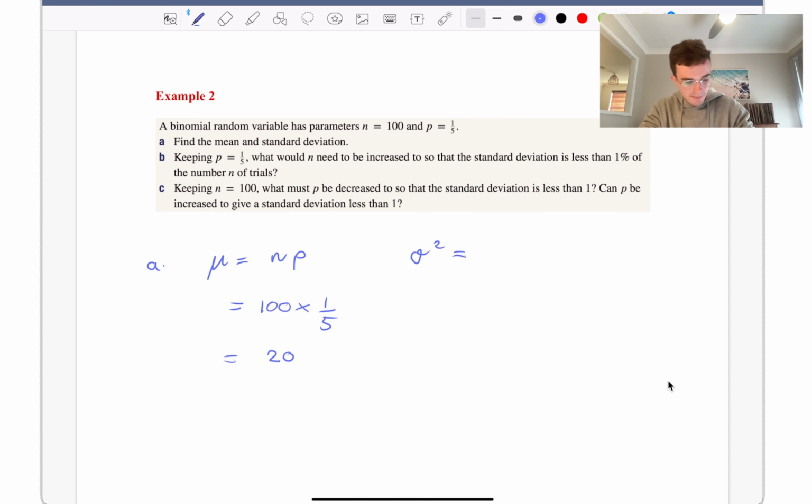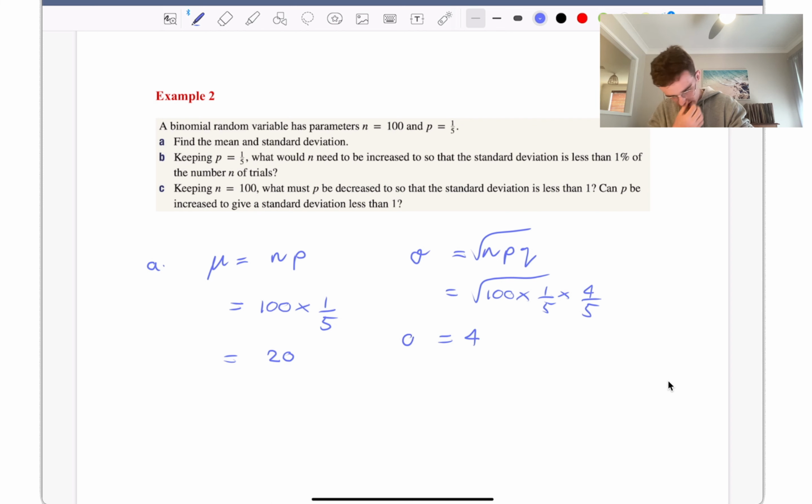So sigma squared is equal to npq. I meant to say variance. npq. And to find the standard deviation, we take the square root of that. So the square root of 100 times 1 on 5 times 4 on 5, which is 4, I think. That's cute. The standard deviation is 4.